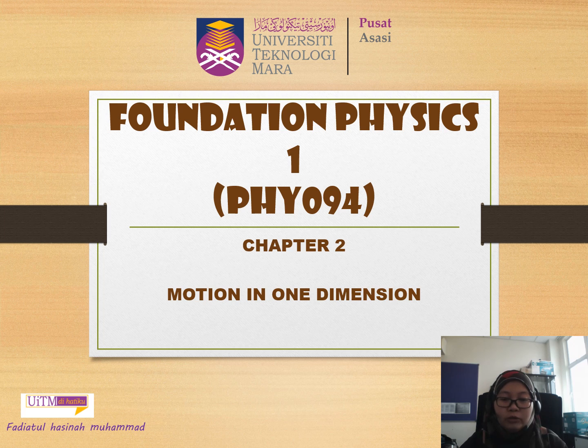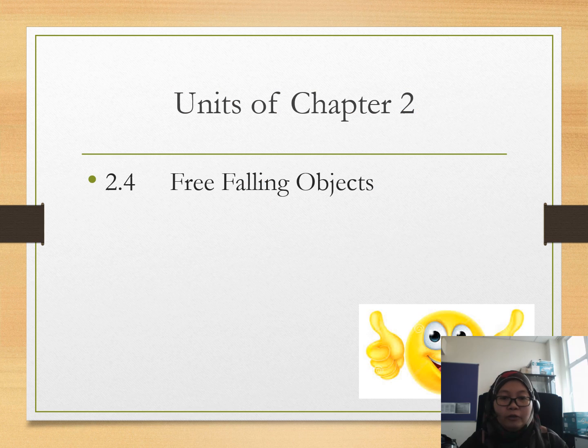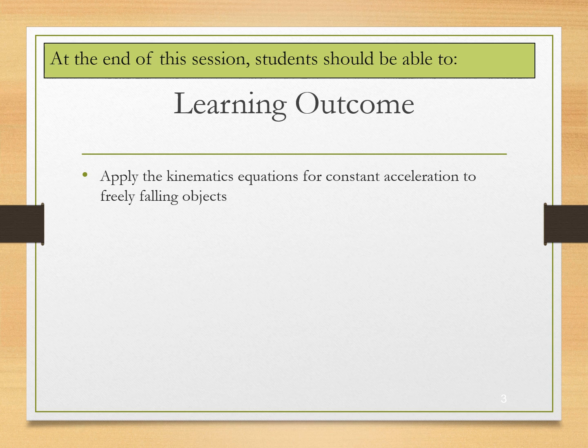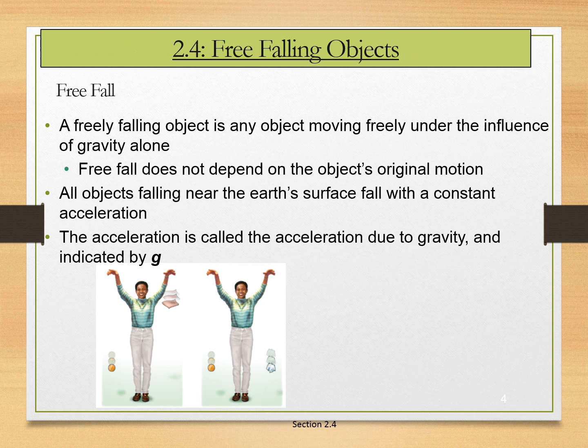Today we will continue chapter 2, which is motion in one dimension. For today, we will cover a subunit of chapter 2, which is 2.4, free falling object. At the end of the session, students should be able to apply the kinematic equation for constant acceleration to free falling object. A freely falling object is any object moving freely under the influence of gravity alone, and it does not depend on the object's original motion.